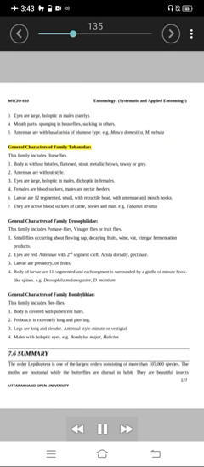General characters of family Tabanidae. This family includes horseflies. 1. Body is without bristles, flattened, stout, metallic brown, tawny or gray. 2.